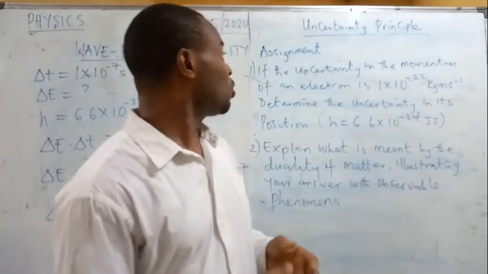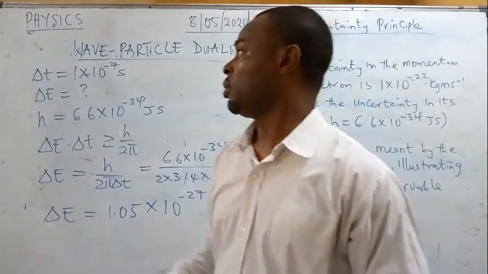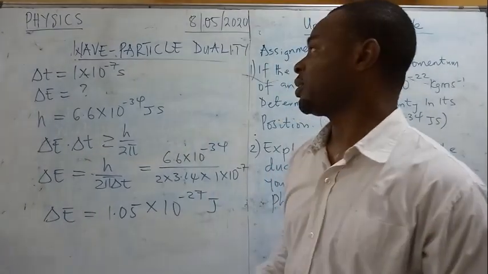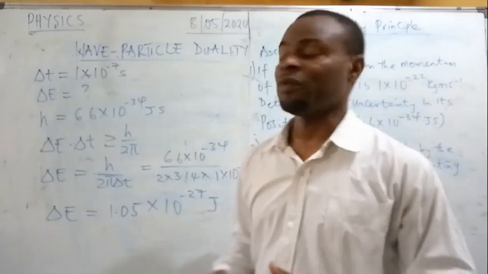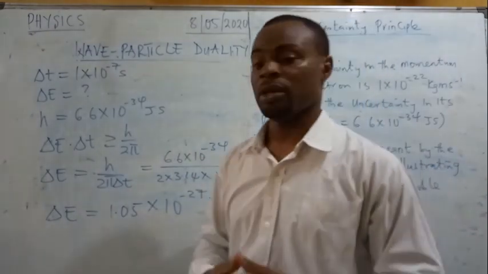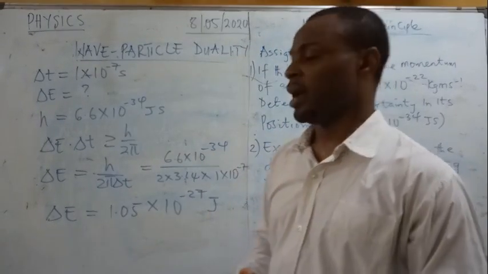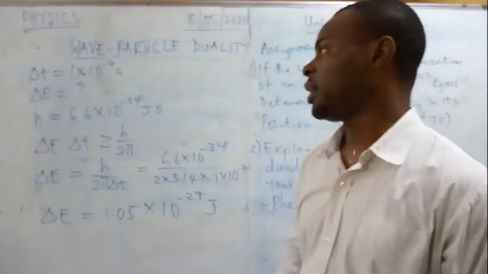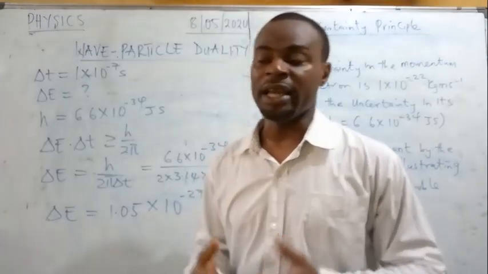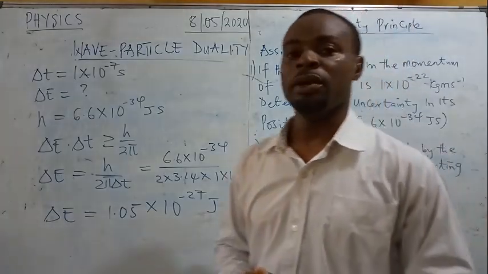In conclusion to what we have done, we have been able to look at the wave-particle duality, the observable phenomena that you can use to explain that matter behaves like a wave and also behaves like a particle. And we have also looked at the Heisenberg uncertainty principle.